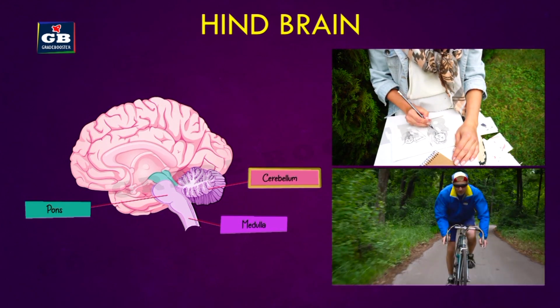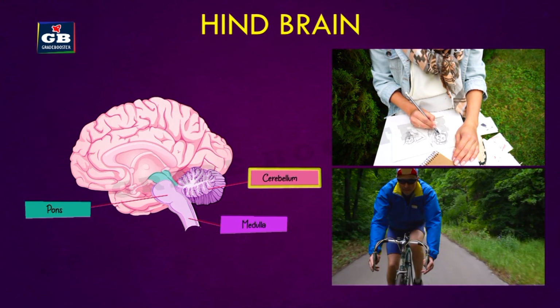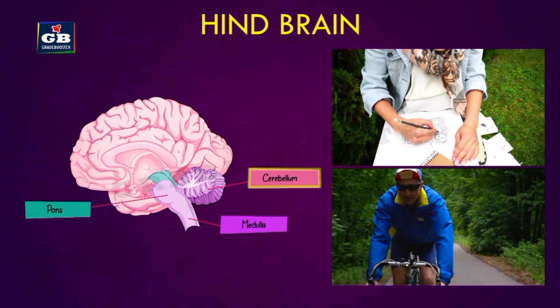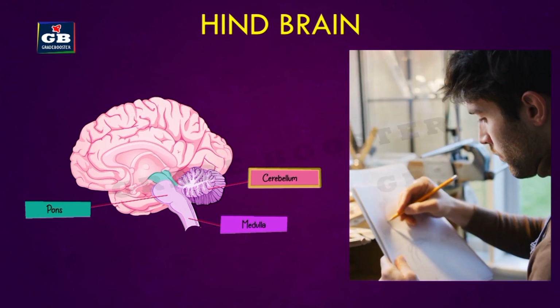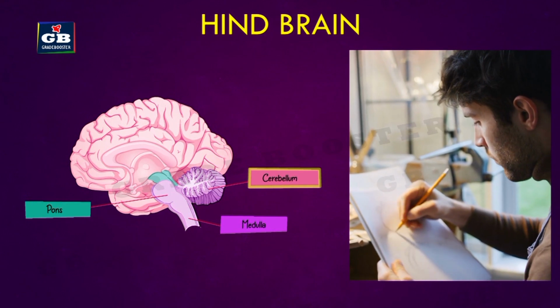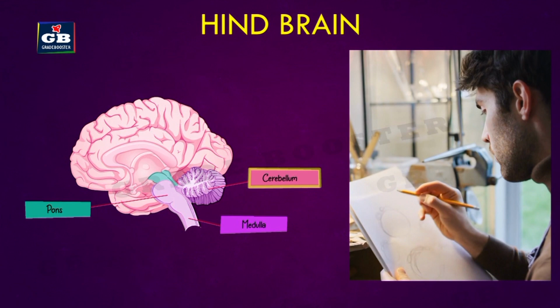Next, cerebellum. It is responsible for precision of voluntary actions and maintaining posture and balance of the body. Walking in a straight line, riding a bicycle, drawing art, all these are possible because of the cerebellum. These are the different parts of the brain and their functions.